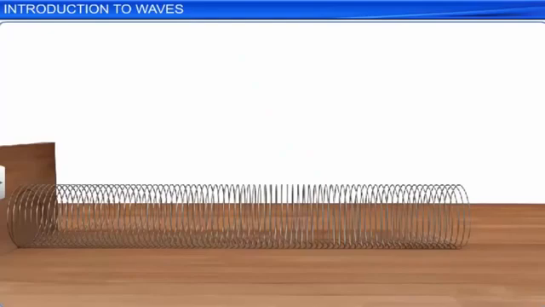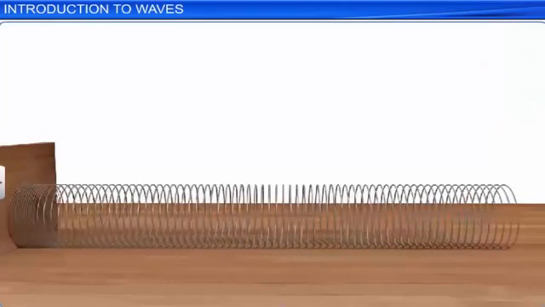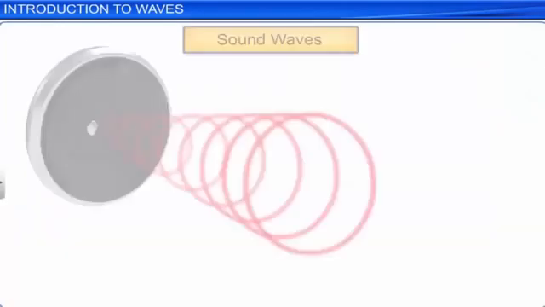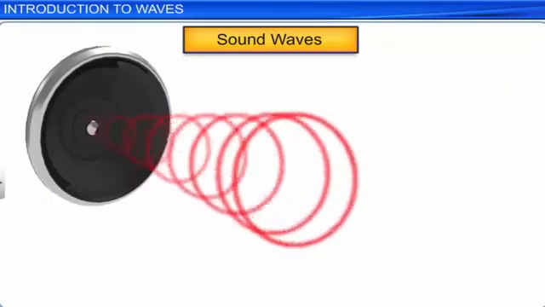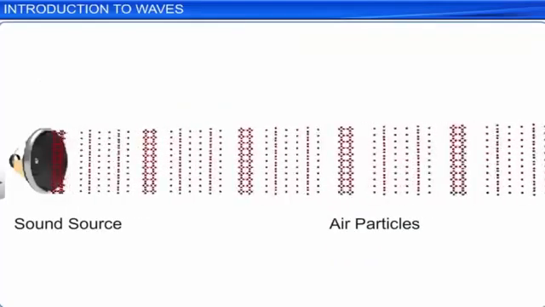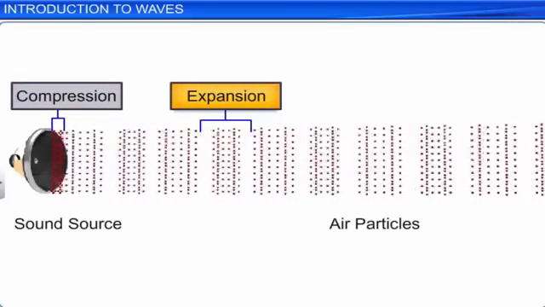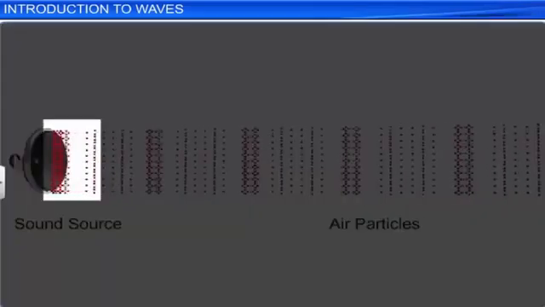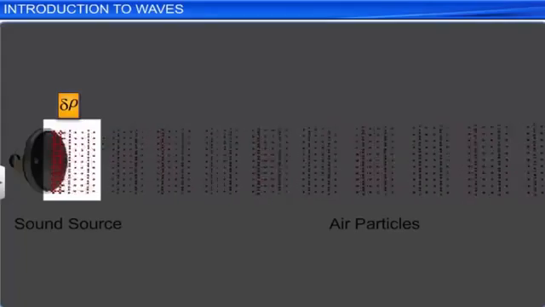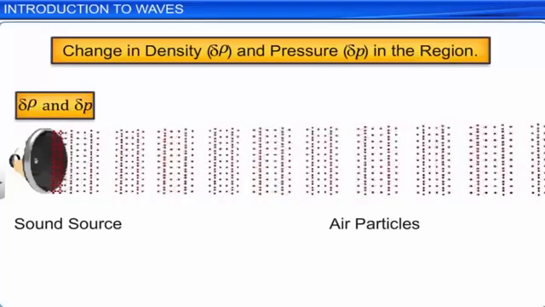Now, let us see how sound waves propagate through air. When a sound is produced, it compresses or expands a small region of air at the source, causing a change in the density delta rho of the air in the region. This induces a change in the pressure delta P of air in that region. The pressure causes compressions in the particles surrounding the source. These particles in turn transmit pressure to neighboring particles, which are now compressed due to this pressure.